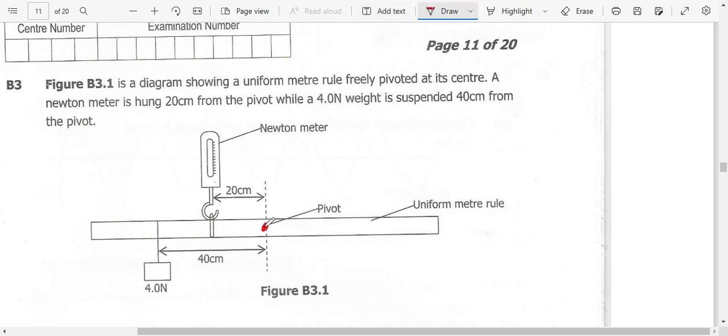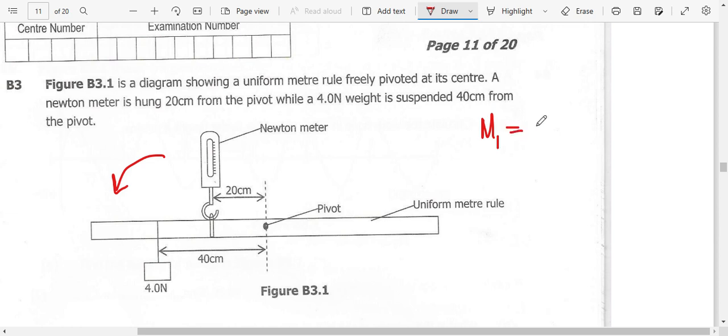From the pivot, you always consider the pivot. Take note, you always consider the pivot. Remember, this ruler is in equilibrium, it is not falling. So there is a moment taking it in this direction, and what will be making it move in that direction is the 4 newtons force. So is this clockwise or anti-clockwise? Anti-clockwise.